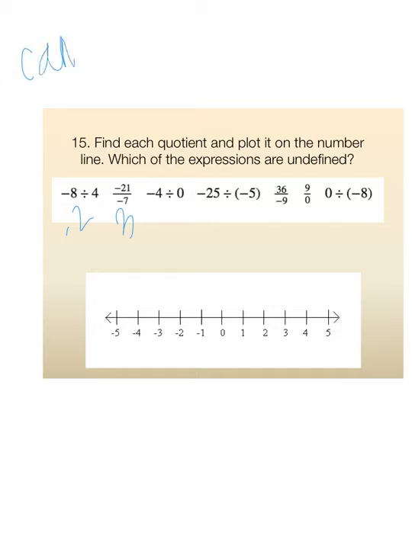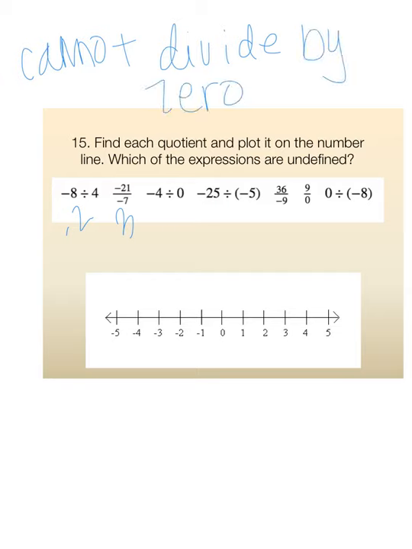I would write that somewhere. Cannot divide by 0. You can divide a 0 by a number and get 0, but you cannot do 0 on the bottom. So that one's going to be undefined. Negative 25 divided by negative 5 is just 5. 36 divided by negative 9 is a negative 4. 9 divided by 0, cannot do that. That's undefined. And 0 divided by negative 8 is 0. See, 0 is on top, so you can do that. Which of the expressions are undefined? Boom, boom.